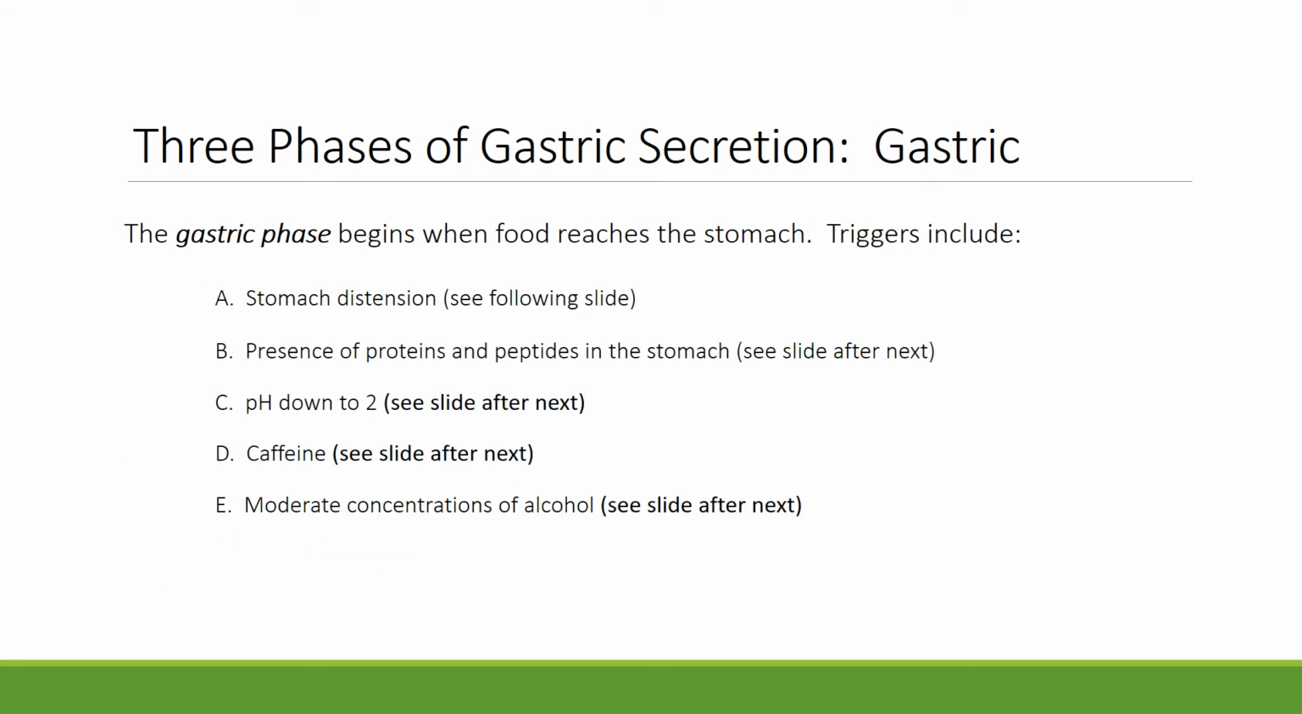The second phase of gastric secretion is the gastric phase, and it begins when food reaches the stomach. Triggers for this phase include stomach distension or stretching, the presence of proteins and peptides in the stomach, a pH down to 2, caffeine, and moderate concentrations of alcohol.